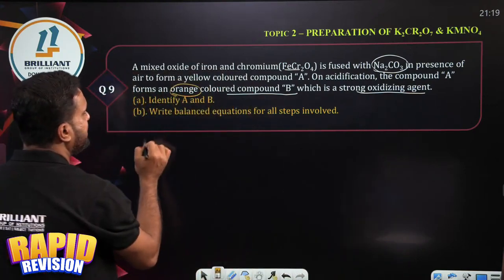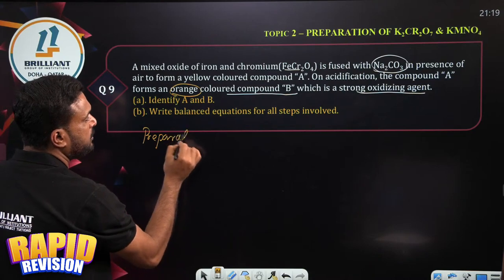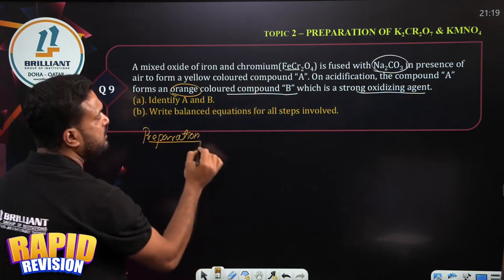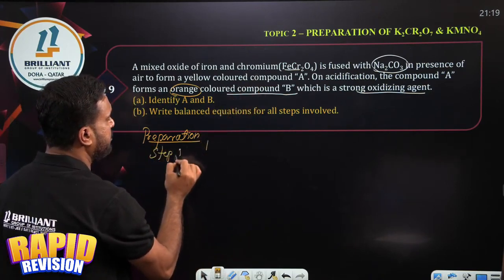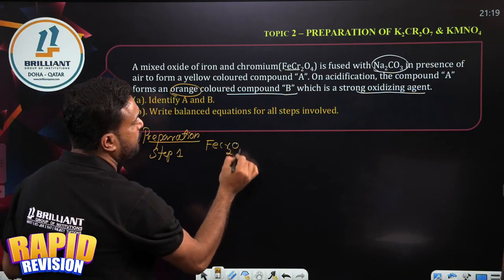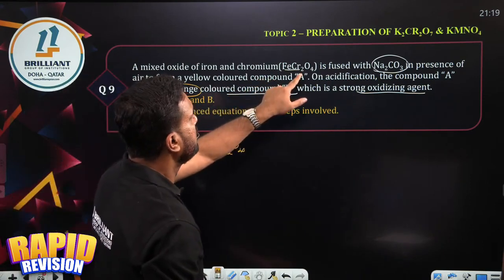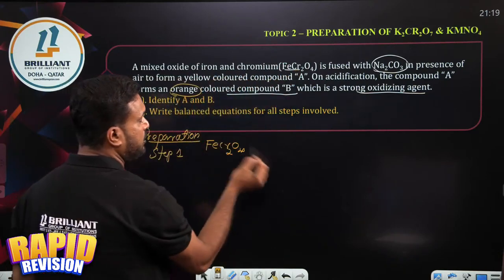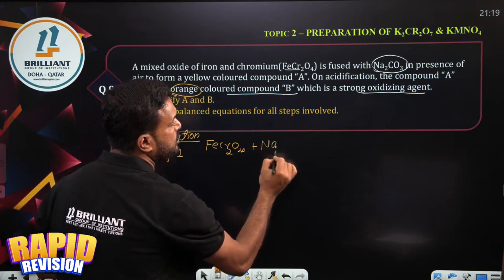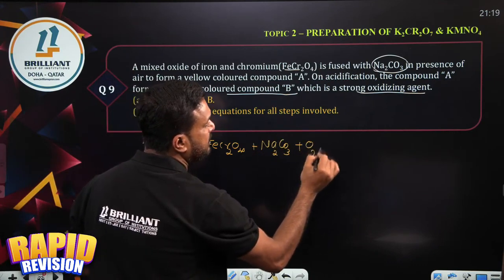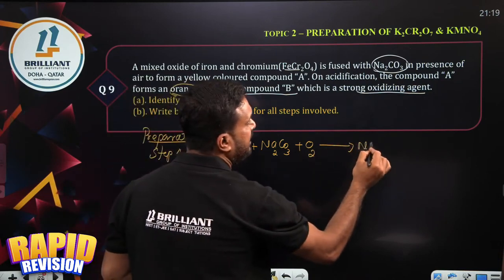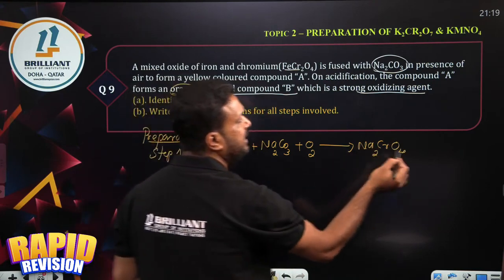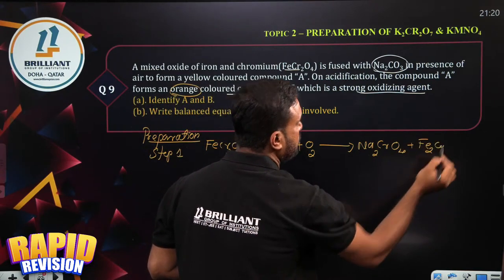So how do you write the preparation reaction? The balanced equation you need to learn. I will give an easy method. So what is going to react? Step 1. In the step 1 reaction, FeCr2O4, that is called chromite, this oxide of iron and chromium, will be combining. So when FeCr2O4 reacts with Na2CO3 and oxygen, air, what will you get? You will get Na2CrO4, sodium chromate, not dichromate, plus Fe2O3.